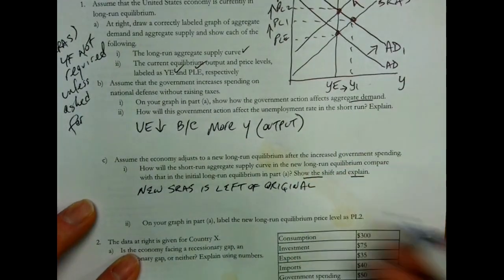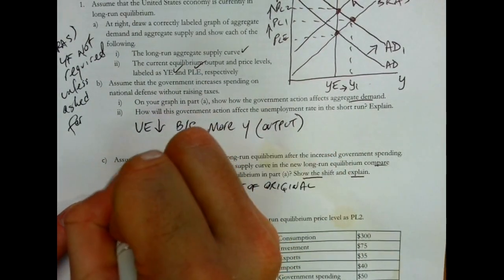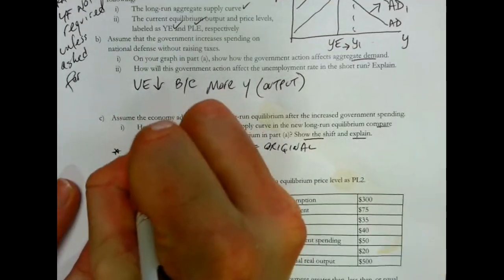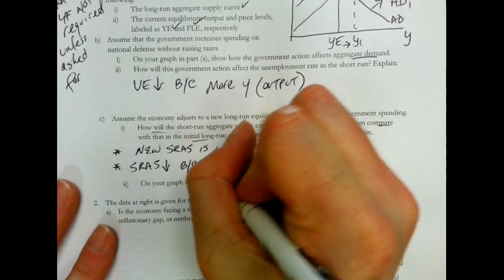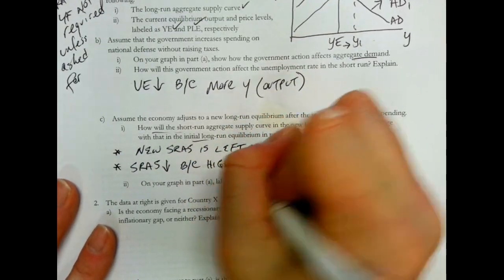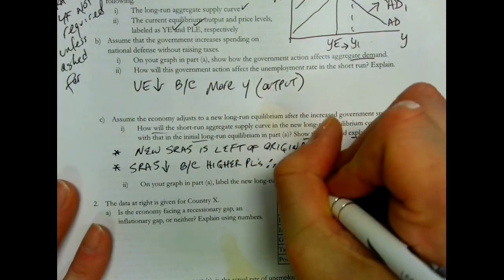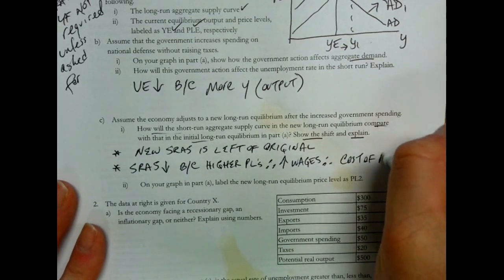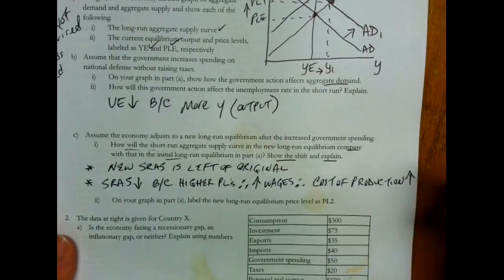So first, we do need to answer this question: how will it compare with that in the original? So that's the first part. And then it says show the shift, which we did already, and then explain. And we would say SRAS decreases because the higher price levels, therefore increased wages, therefore cost of production goes up. Cost of production rises is a way to say that.